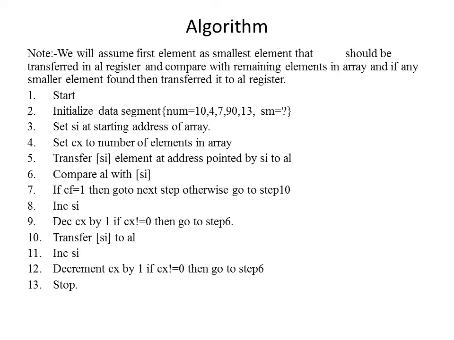The process of comparing the AL register with the current element, or the element whose address is pointed by SI: we have to compare AL with the content stored at SI, and if the content stored at SI is less than the AL register, then we have to transfer the content stored at the address pointed by SI to the AL register. If the content stored at the address pointed by SI is not less than the AL register, then we don't need to transfer that SI content to the AL register.